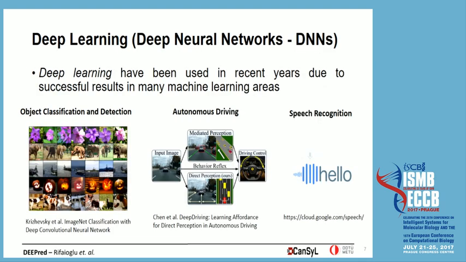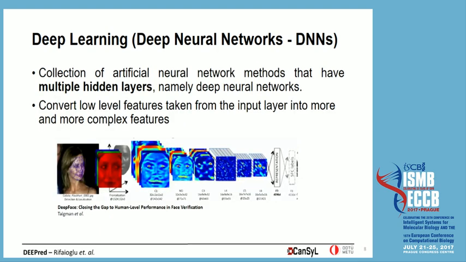Statistical and machine learning algorithms have been used for many years in protein function prediction. In recent years, deep learning algorithms have been applied in several areas, such as object classification and detection from images, autonomous driving, and speech recognition, due to their successful results. These algorithms can be considered as a collection of artificial neural networks that have multiple hidden layers, namely deep neural networks, and these networks convert low-level features taken from the input layer into more and more complex features in the subsequent layers.